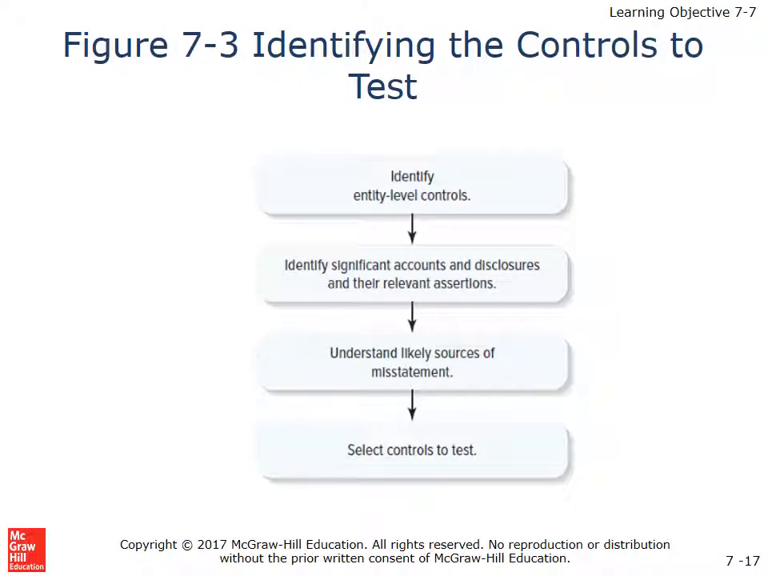So, the next step after we plan, we want to identify controls to test. So we're going to identify the entity level controls. Then we'll identify any significant accounts and disclosures and their relevant assertions, understand the likely sources of misstatement, and then select controls to test them. That's the process we go through.